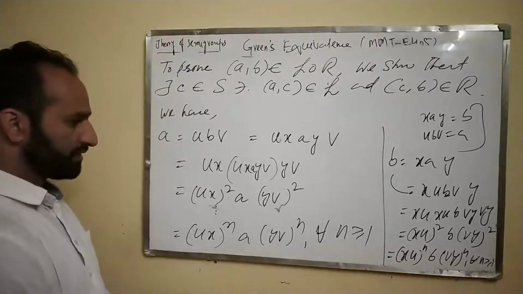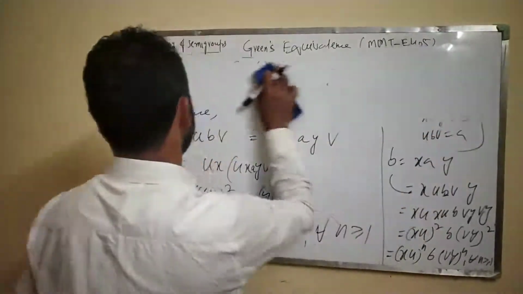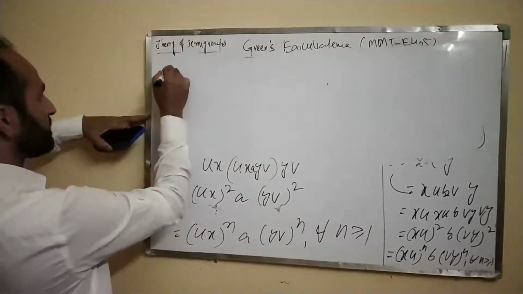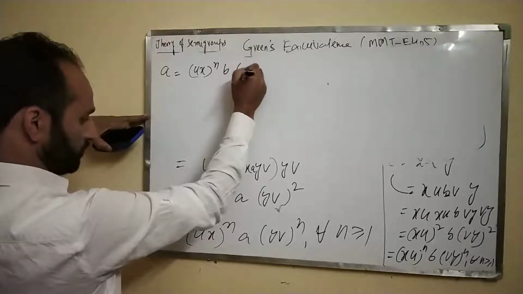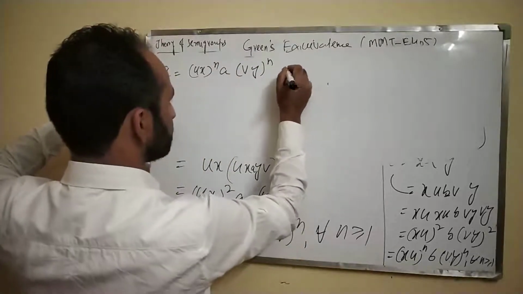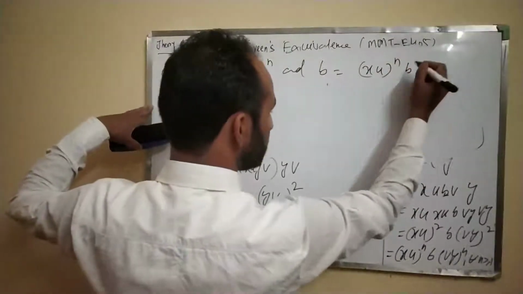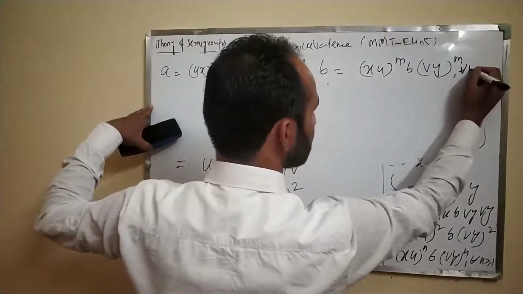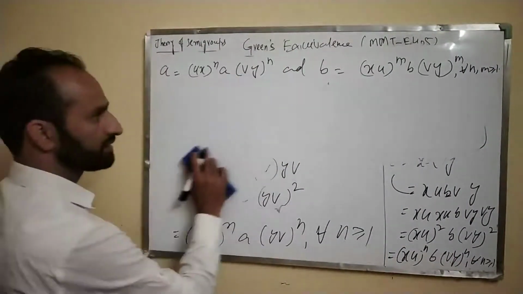So these two equations are very important. I will write these two equations here. A is equal to UX power n into A into YV power n, and B is equal to XU power n into B into VY power m, for every n, m greater or equal to 1. So we have these two equations.